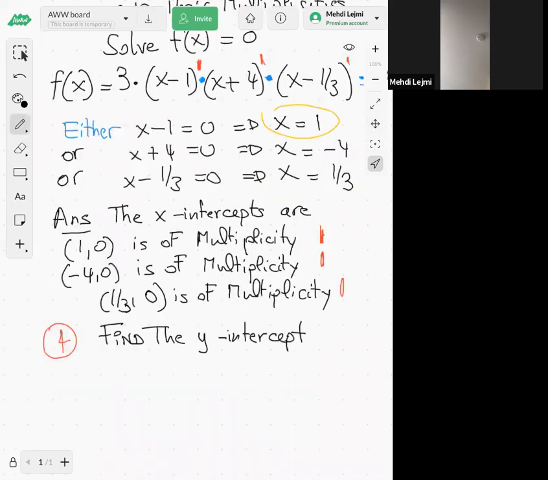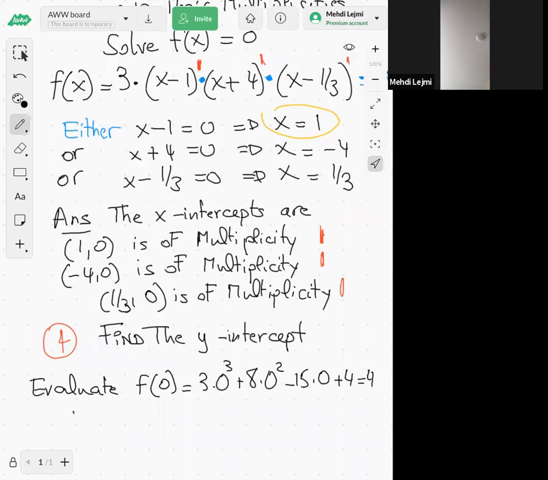So you have to evaluate f of 0. Your f of x was 3 times 0 cubed plus 8 times 0 squared, so you plug 0 into the function f, and then minus 15 times 0, and then plus 4. So then f of 0 is 4. And so the answer, the y-intercept, is (0, 4), right?